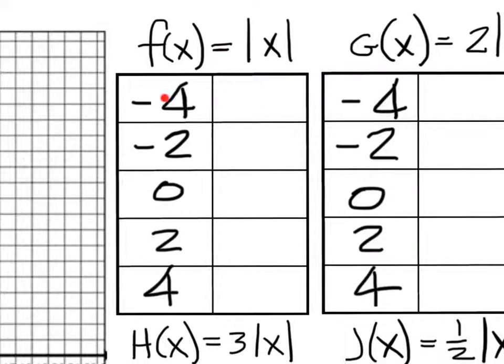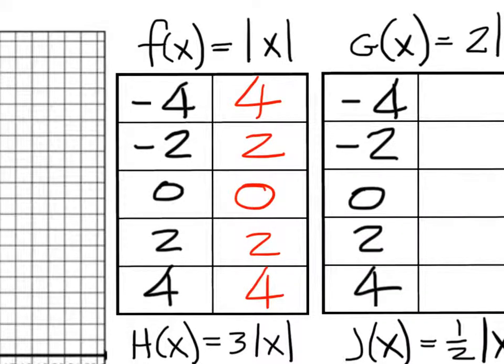Here, the x values have already been chosen for you. You plug in the x value here and evaluate. What is the absolute value of negative 4? 4. Absolute value of negative 2? 2. What about 0? 0. 2 and 4.